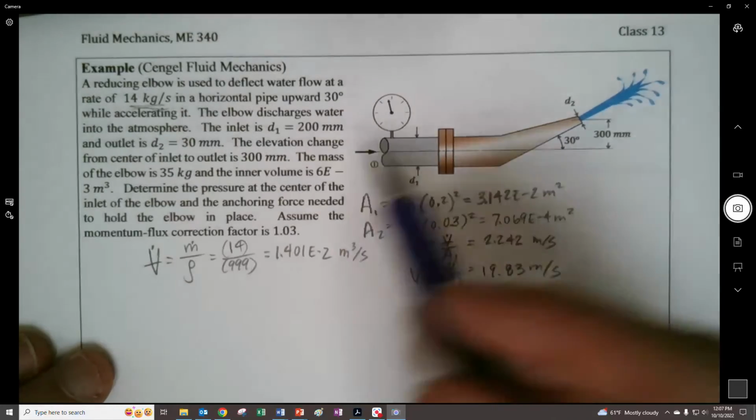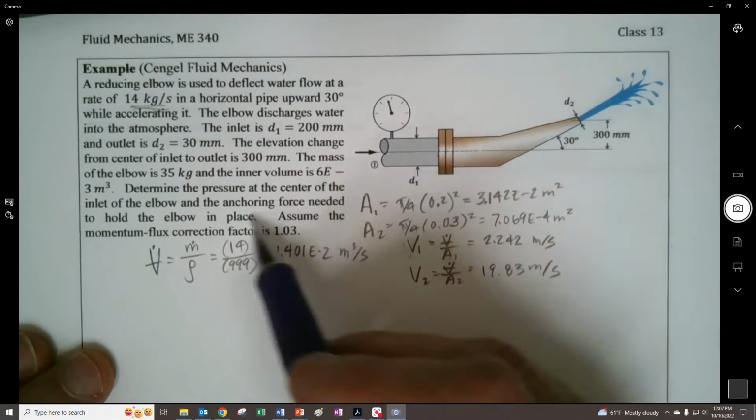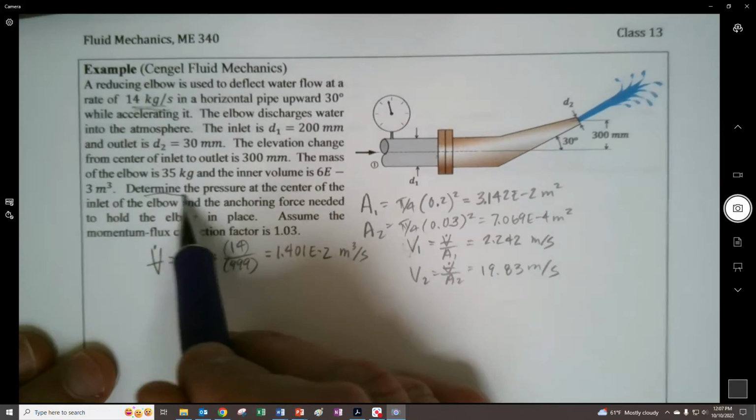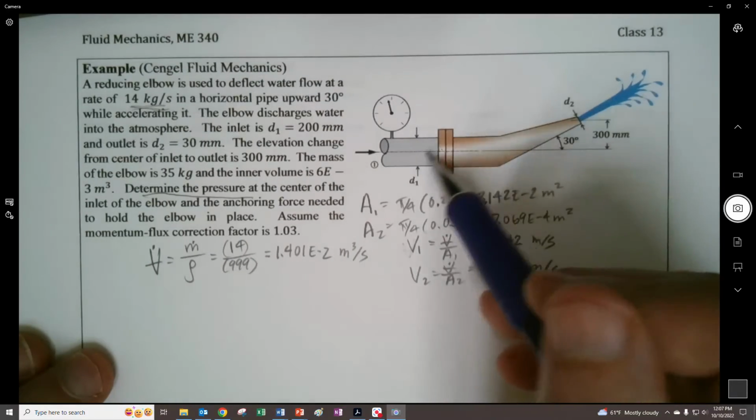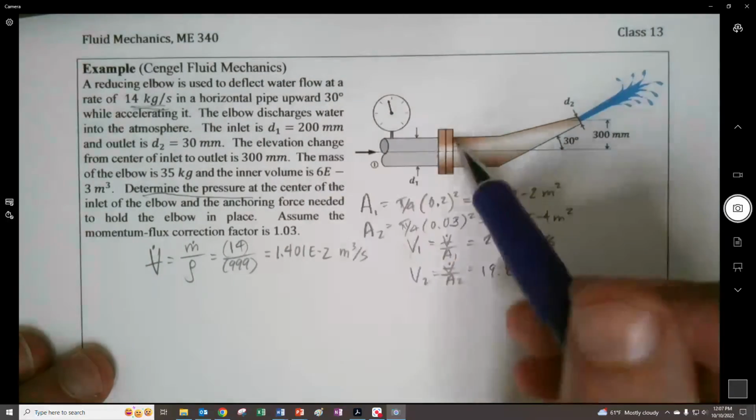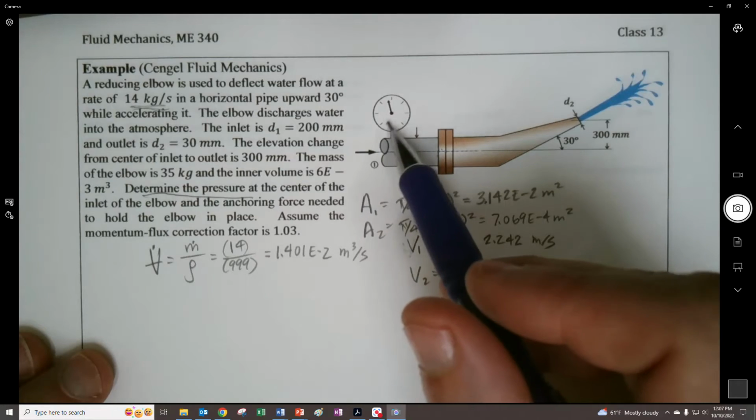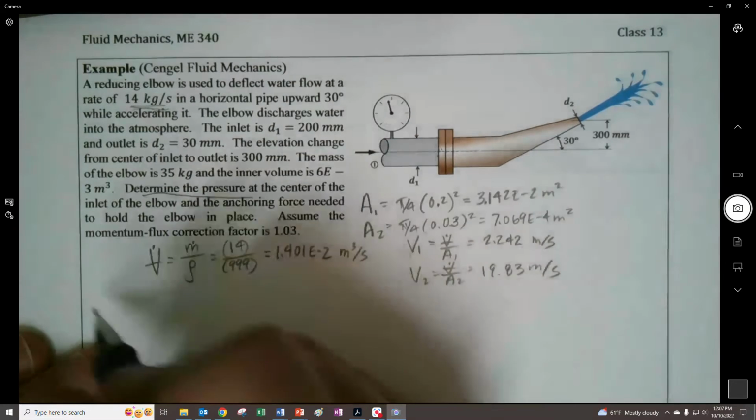We want to first get the pressure right here. They asked to determine the pressure, but we would need to find it anyway for the anchoring force, so just be aware. And to do that, we're going to use Bernoulli, our good friend Bernoulli.